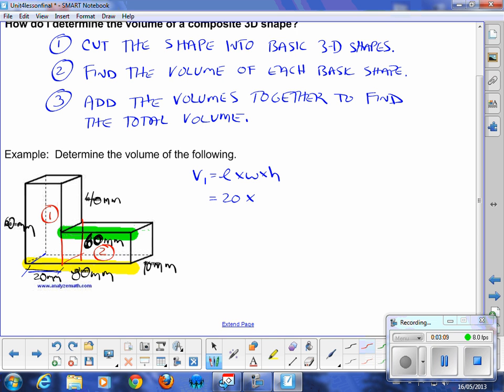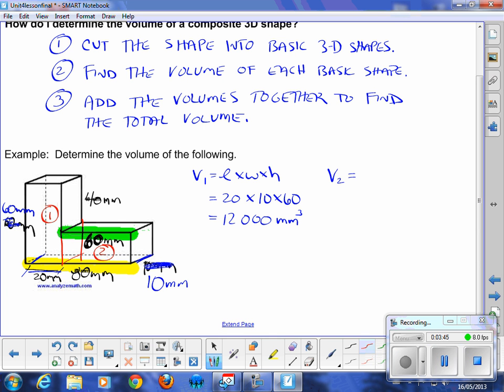The depth of this object is the same all the way through. So that's the 10 millimeters there. Times 10. And the height again, 60, it was given there, times 60. So that is the volume of our first rectangular prism. So 20 times 10 times 60 is 12,000 cubic millimeters.